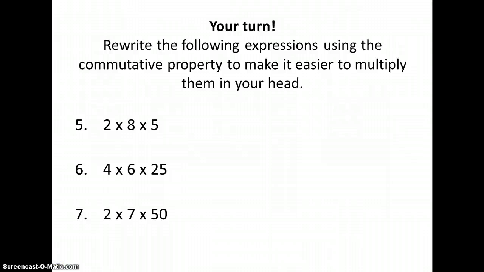Now it's your turn. Rewrite the following expressions using the commutative property to make it easier to multiply them in your head. Put numbers 5, 6, and 7 in the work section of your WSQ. Then rewrite each expression using the commutative property so that these problems would be very easy to multiply in your head. We are done with the lesson now, so pause the video and complete 5, 6, and 7.